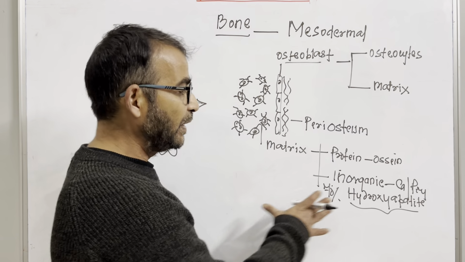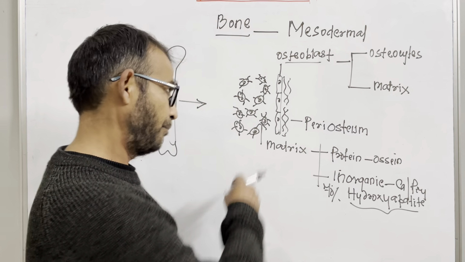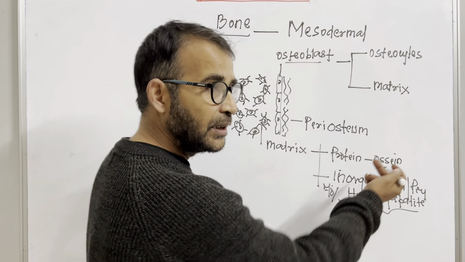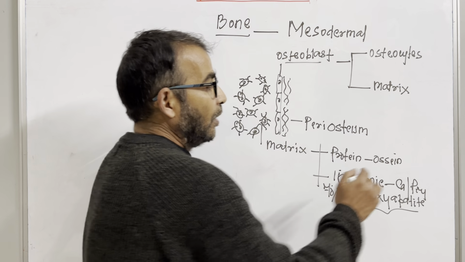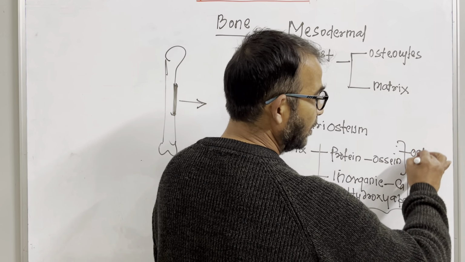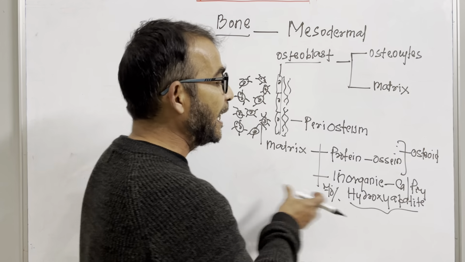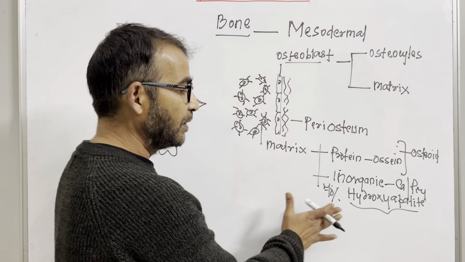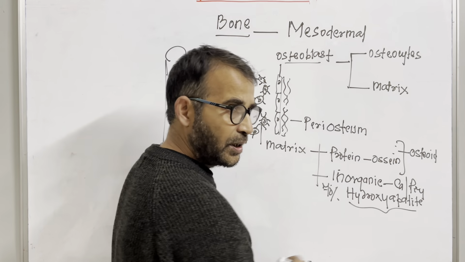Now, a bone without this inorganic substance, basically the osteocytes including this protein, we call this part osteoid. Osteoid is the term given for decalcified bone, without the minerals present inside. So when the mineral is not there, it is called osteoid.